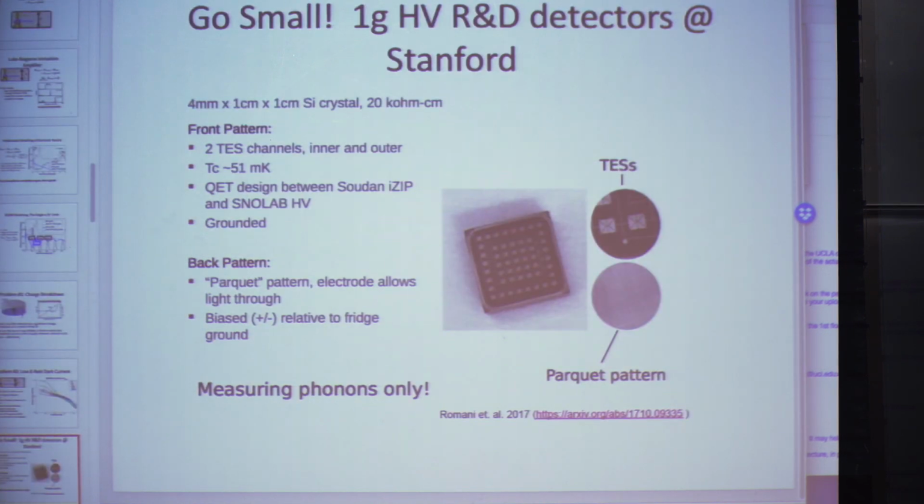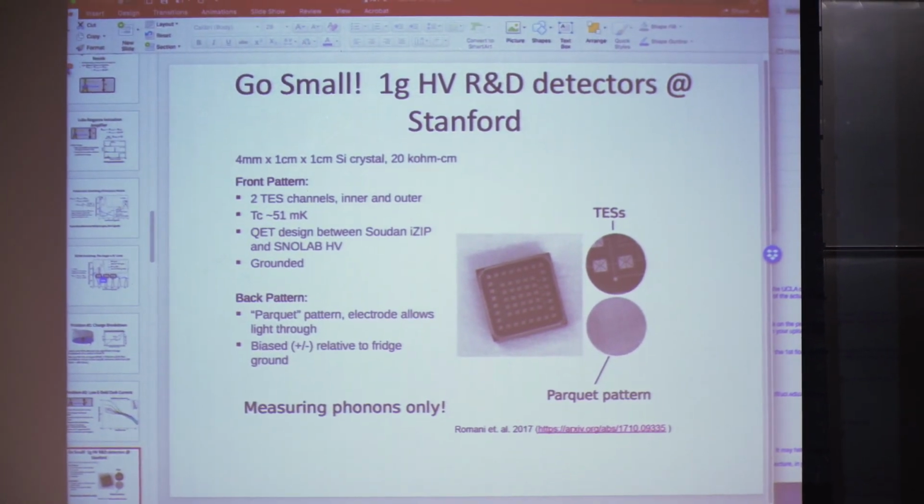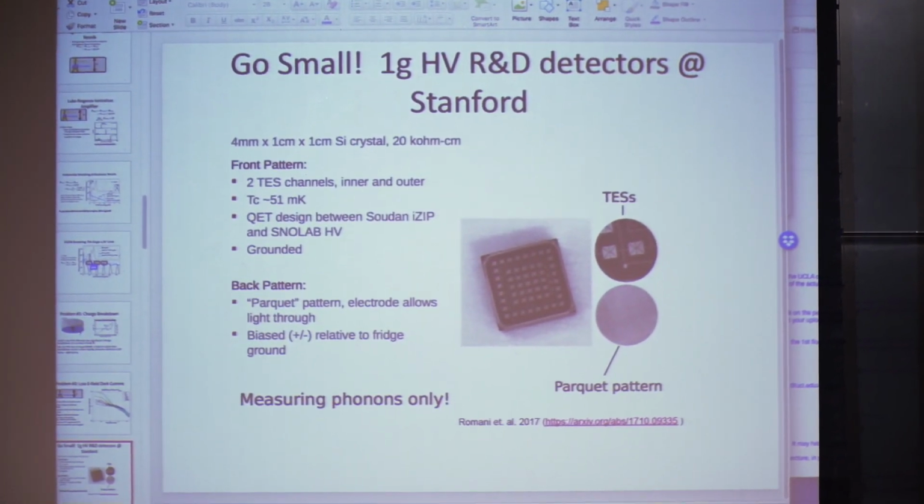So what have we done recently to solve this problem? We've gone to a very small device. We've gone to gram-sized devices, just so we can understand what this leakage current is, why it exists, where it's coming from. So we went to a 4 millimeter by 1 centimeter by 1 centimeter device.